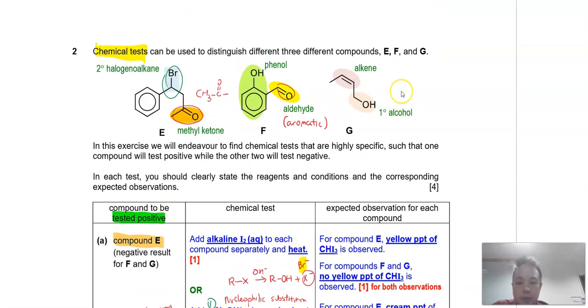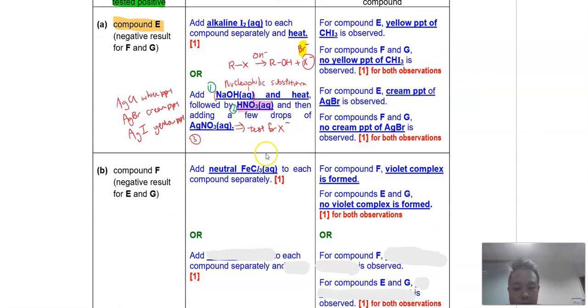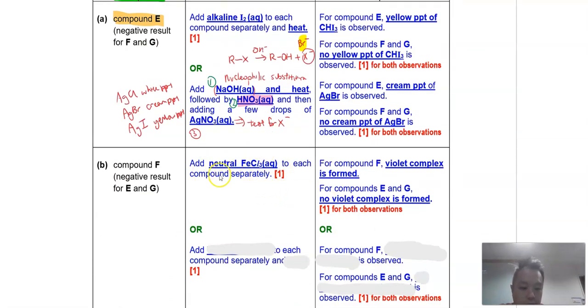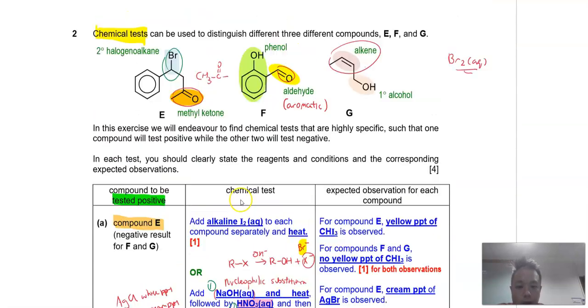Now, some of you may be tempted to use aqueous bromine to test for phenol. But in this case, aqueous bromine will not be a suitable test. Why is aqueous bromine not suitable? True enough, aqueous bromine will get substituted on the benzene ring, and therefore you can decolorize your aqueous bromine for phenol. But because of the alkene functional group in G, aqueous bromine will also be decolorized with the alkene. So aqueous bromine will not be suitable, and therefore we have no choice but to use the very classic test for phenol, which is your neutral aqueous iron trichloride.